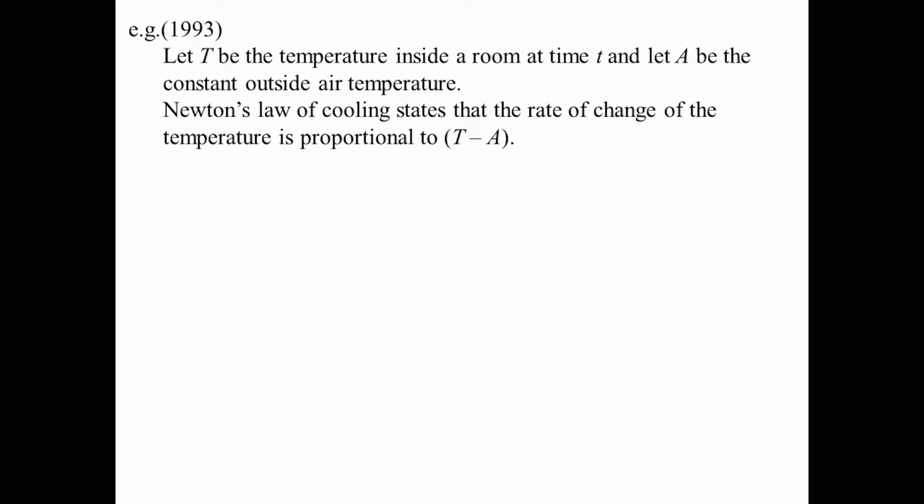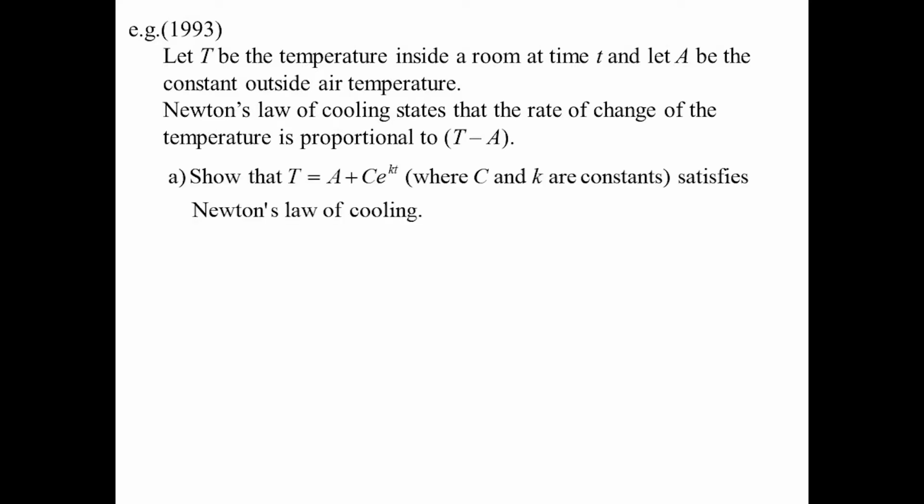So here's one that comes from the 1993 paper. Again, the classic problem of temperature. T is the temperature inside the room at time t. A is the constant outside air temperature, so that's going to be like our barrier in this case. Newton's law of cooling states that the rate of change of temperature is proportional to T minus A.